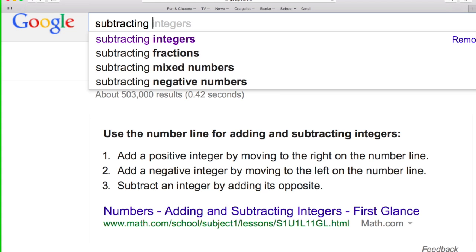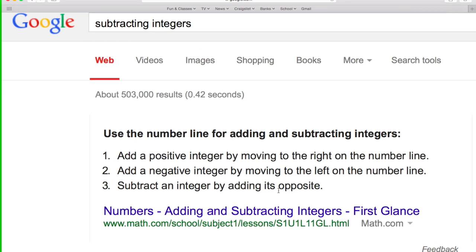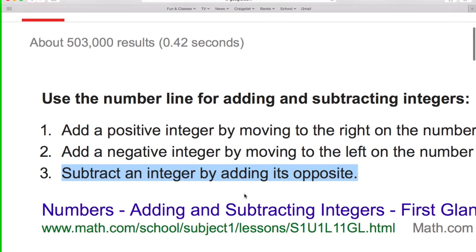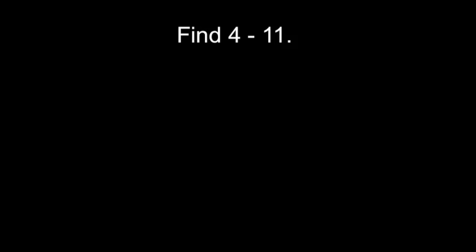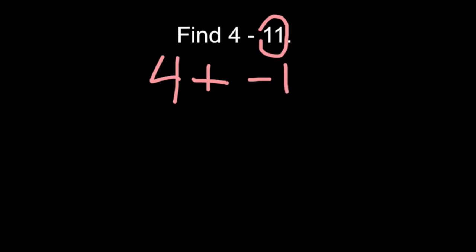Let's see what Google has to say about subtracting integers. You can see that what's come up, the first 2 things they talk about are adding. The third thing says that to subtract an integer, add its opposite. Here we have 4 minus 11. So Google says that if we are subtracting, that is the same as adding the opposite. So we've got 4 plus the opposite of a positive 11 is -11. So we got 4 plus -11.